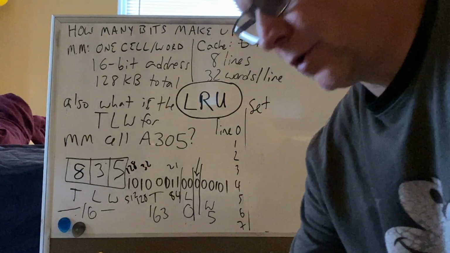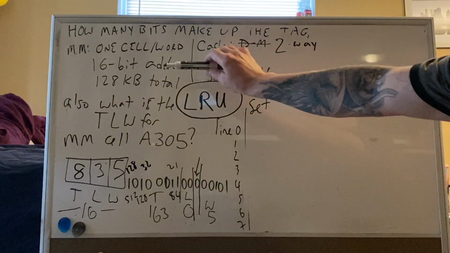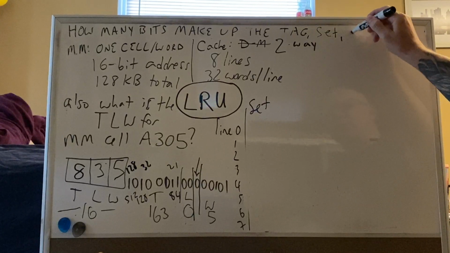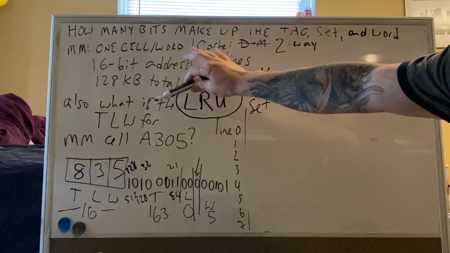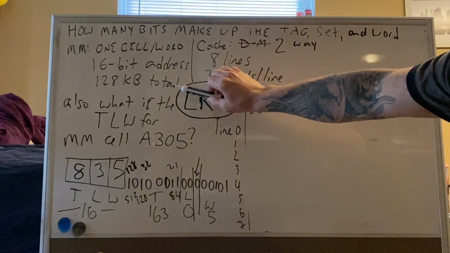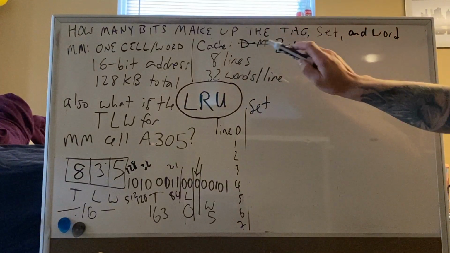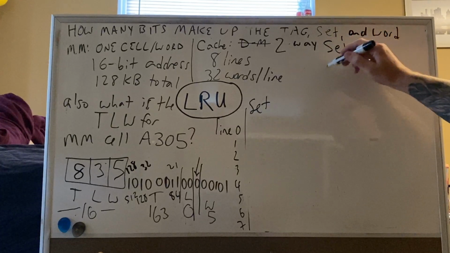Believe it or not, we're starting with the same question again, except now I'm asking how many bits make up the tag, set, and word. The word won't change, but from the original question, which was 1 cell per word main memory, 16-bit address, 128 kilobytes. Now the cache is not direct mapped, it's not 4-way, it's 2-way set associative.